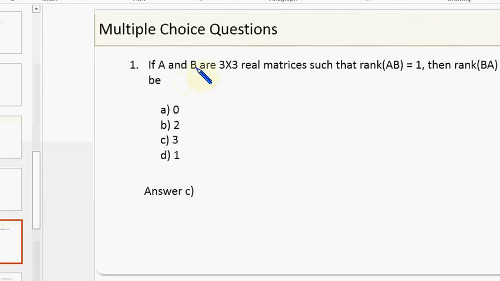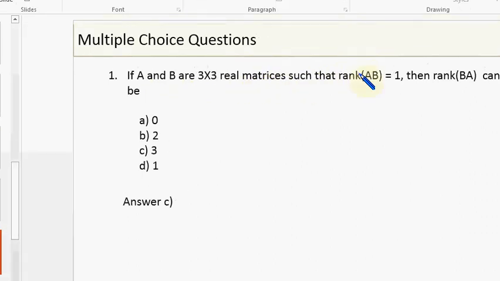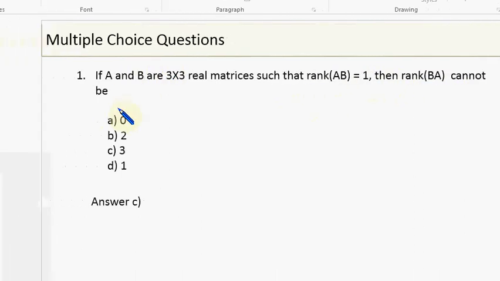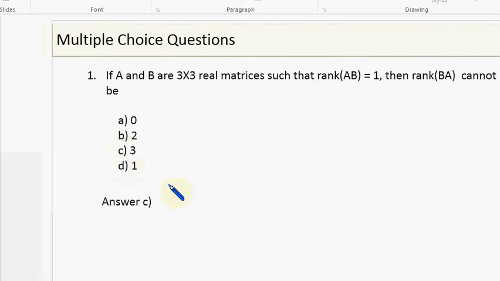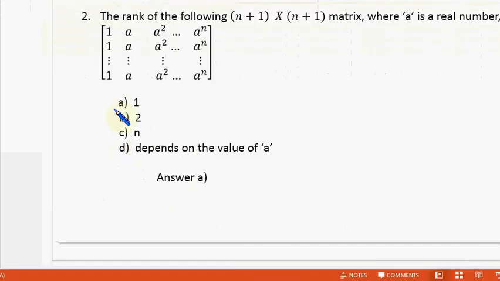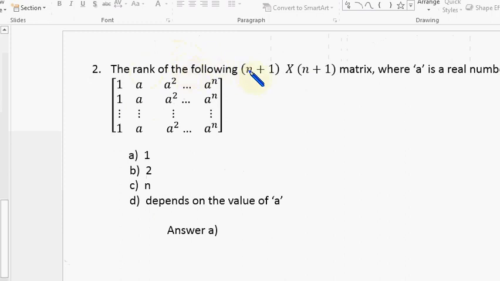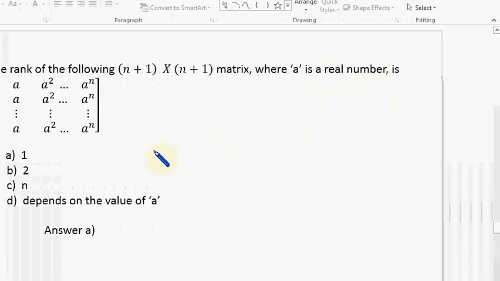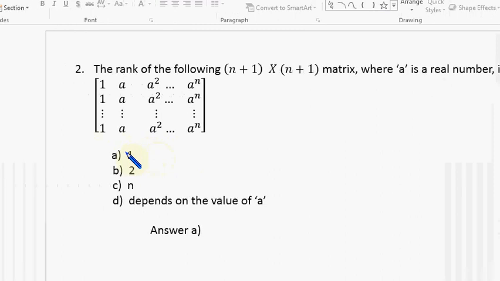Let A and B be 3 cross 3 real matrices such that we can multiply A into B. Rank of A into B is equal to 1. Then the rank cannot be 0, 2, 3 and 1. So therefore the answer is C. Next one, the rank of the n plus 1 cross n plus 1 matrix, where a is a real number, is 1.